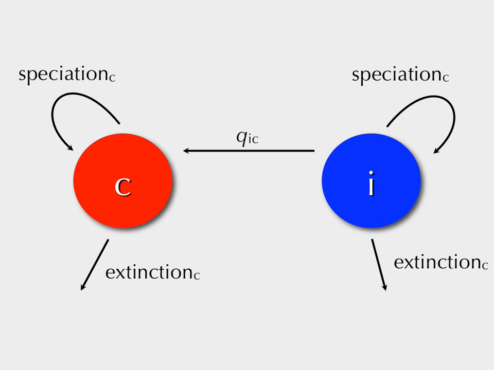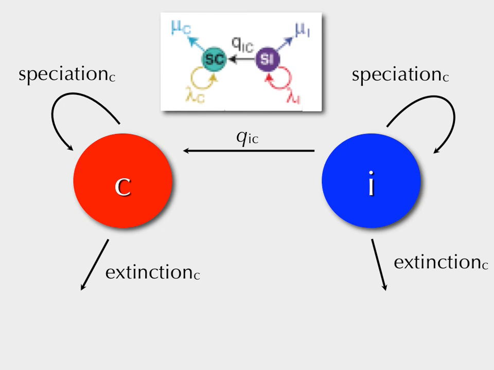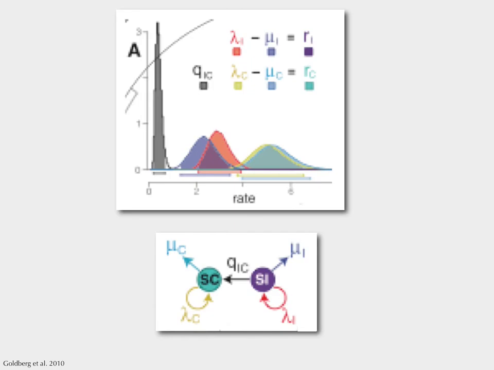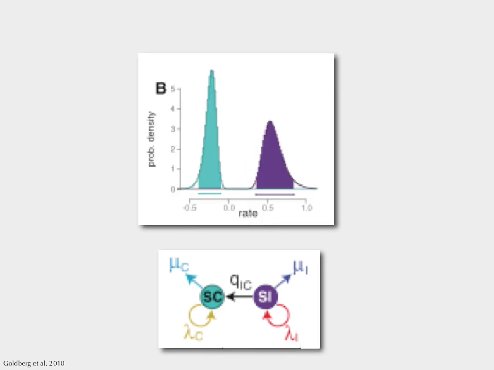So here's the model they used, which is just the one we've been talking about. They got these estimates, which I summarize here, and again, find this difference. Any questions about this?